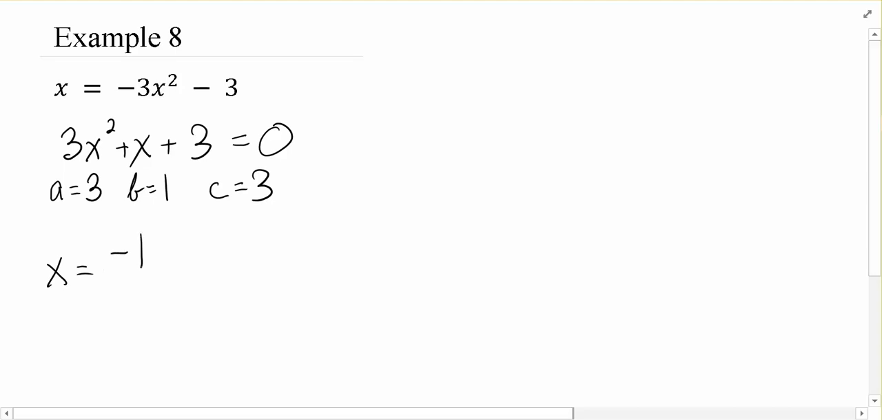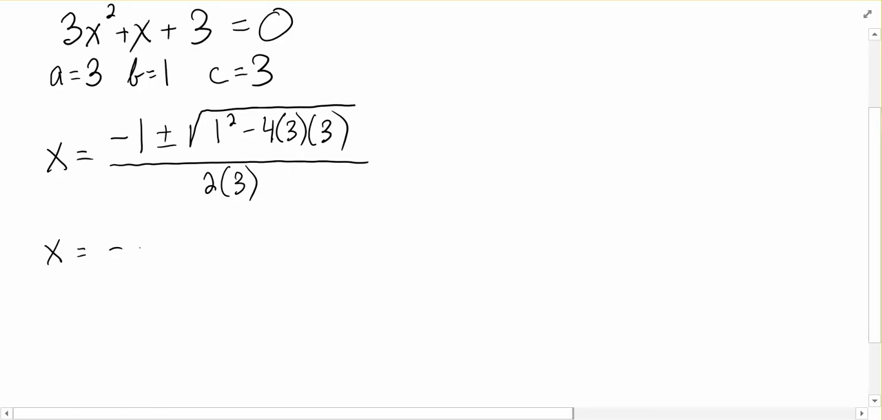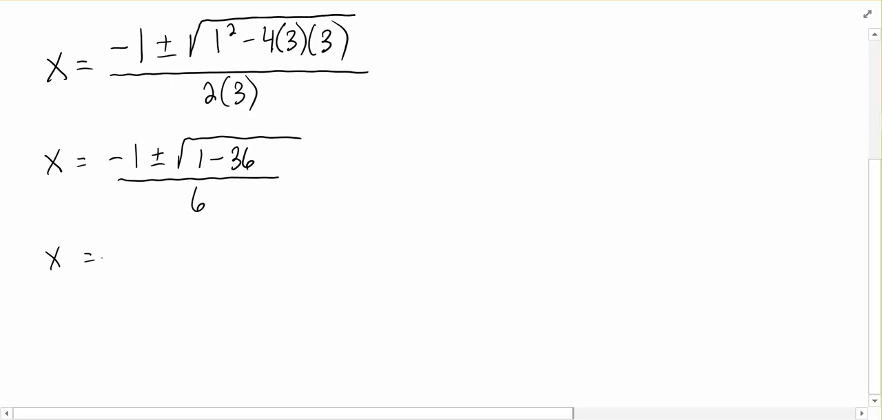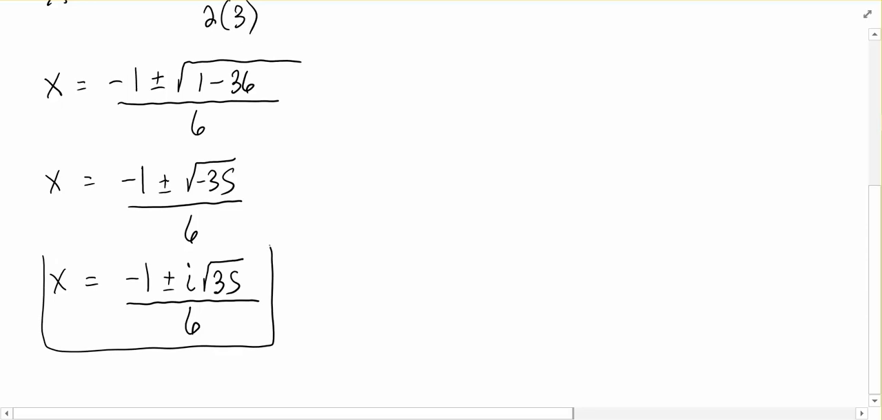So we're going to take the opposite of b plus or minus the square root of b squared minus 4 times a times c all over 2 times a. So that we have negative 1 plus or minus the square root of 1 minus 36 all over 6. 1 minus 36 is negative 35. And if I'm taking the square root of a negative, that's i times the square root of 35. And that doesn't really simplify any further. So we will end up with i answers. Expect that.